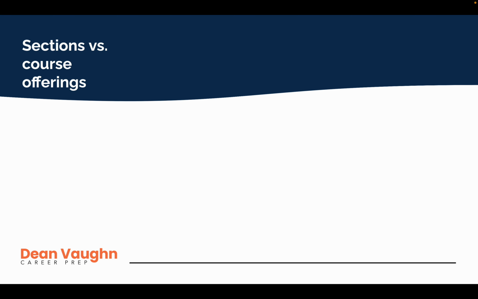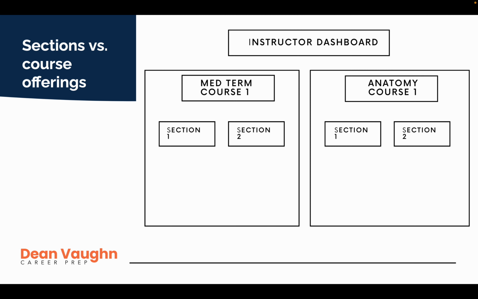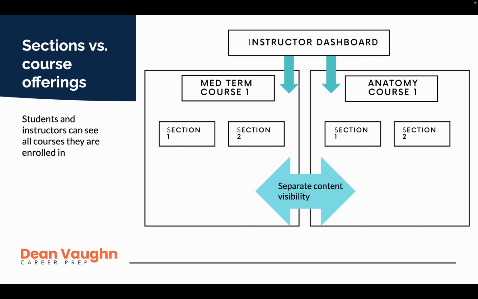So here's a graphic to help explain this concept, sections versus course offerings. So here's an instructor dashboard. This person is teaching a midterm course and an anatomy course. Each course contains two sections. So these courses are completely separate. Students enrolled into each of these courses will have access to separate content visibility, but students that are enrolled into each of these sections, say you have section 1 and 2 in the midterm course, section 1 and 2 in the anatomy course, those students will see the exact same content at the exact same time. Students and instructors can see all the courses they are enrolled in on their dashboards, and they can be in multiple courses at the same time.